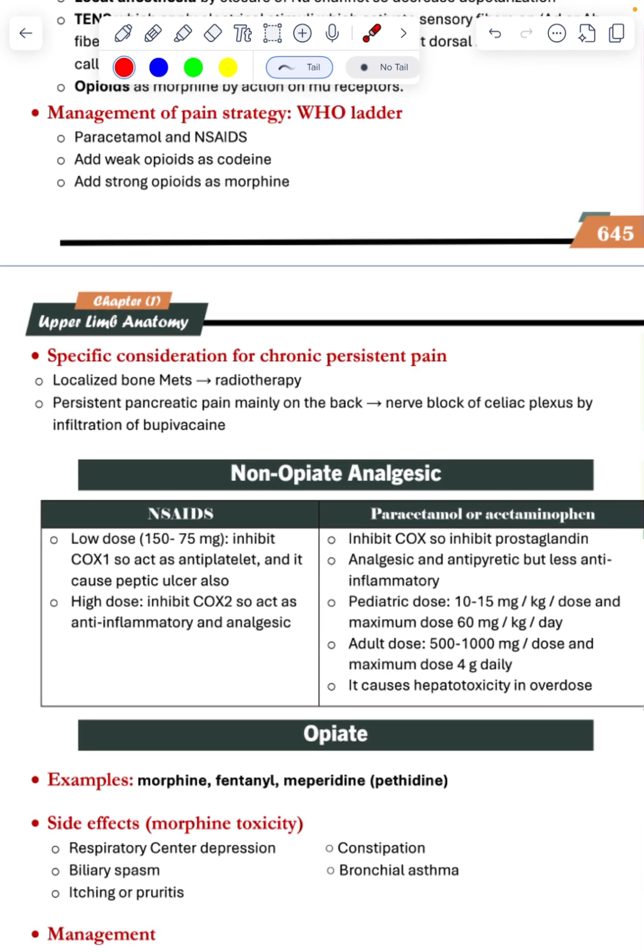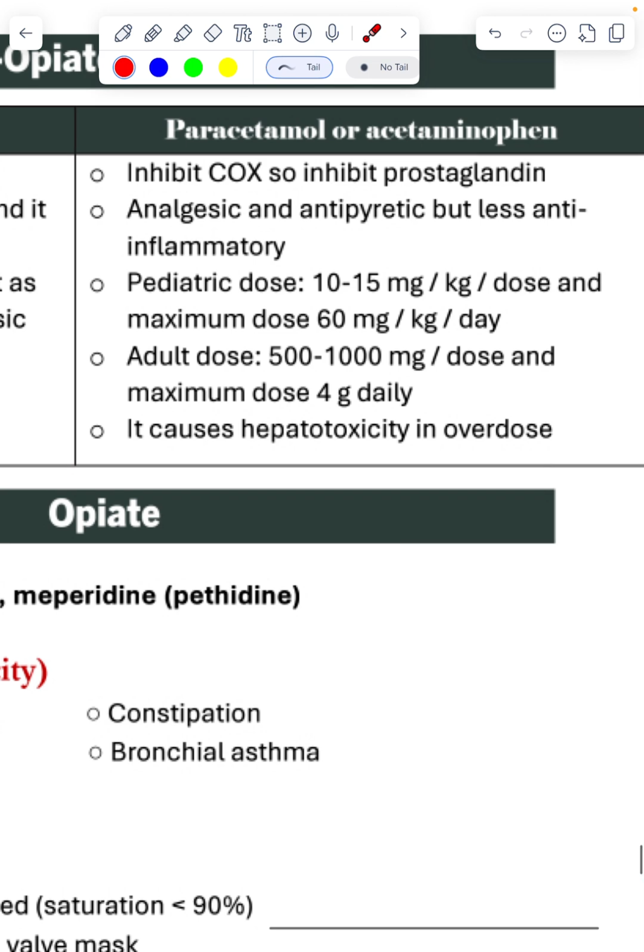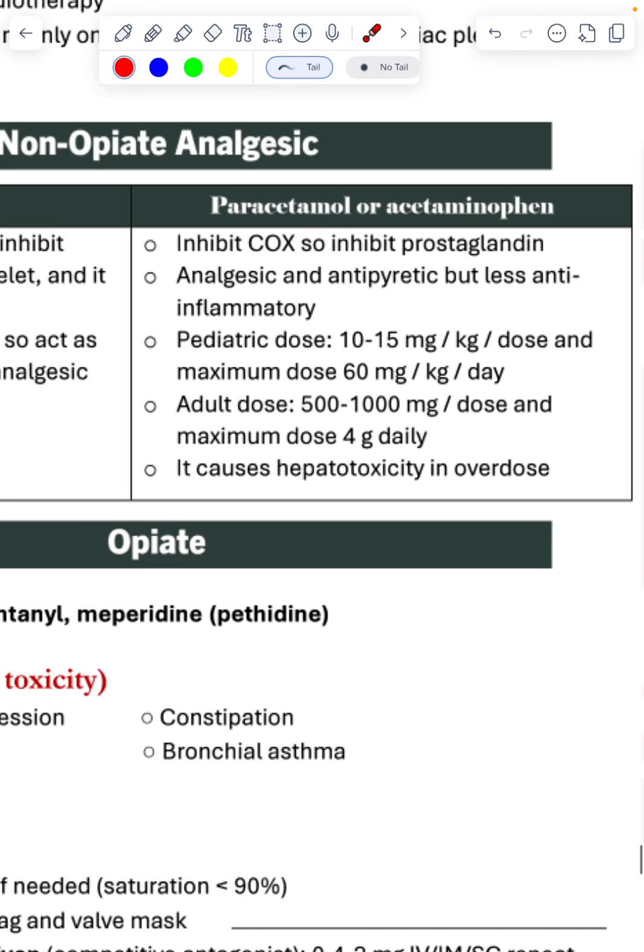Specific situations: chronic pain, localized bone metastases, radiotherapy, persistent pancreatic neck pain, nerve block. Non-opiates: low dose COX-1 inhibitor acts as anti-inflammatory and can cause peptic ulcer. High dose is also an anti-inflammatory analgesic. They inhibit COX, so inhibit prostaglandin. Paracetamol dose is 10 to 15 mg per kg per dose and maximum is 60 mg per kg. For example, 10 kg is 150 mg.